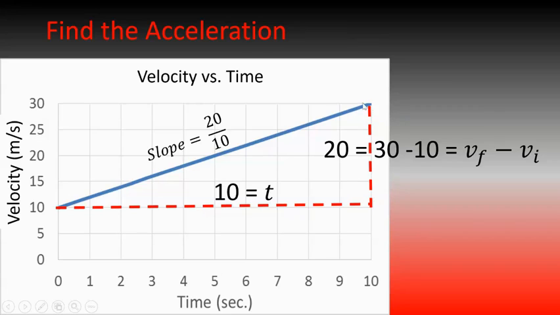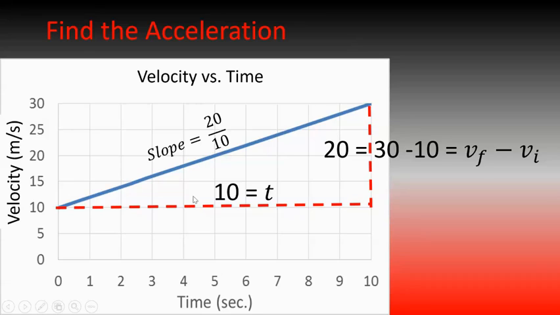The top value is just the velocity at the end of the time. We're only looking at 10 seconds of this motion, and at the end of those 10 seconds, the velocity is 30. We look at the numbers on the y-axis to find that. And the 10 is just the starting velocity at the beginning of the 10 seconds. So we're going to replace this 30 and 10 with Vf for final velocity and Vi for initial velocity. So the rise of this line is just Vf minus Vi, final velocity minus initial velocity.